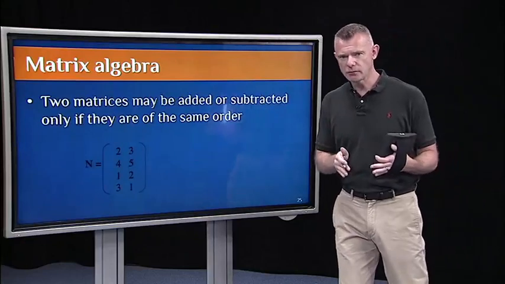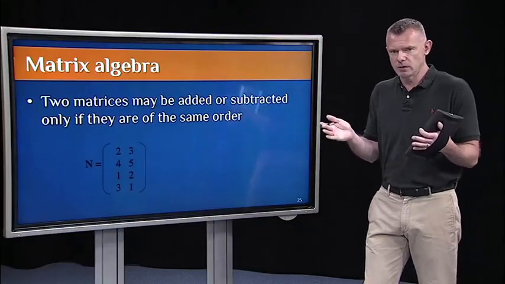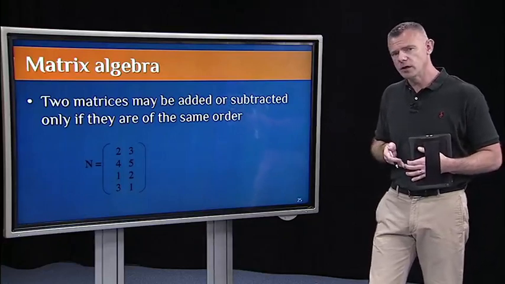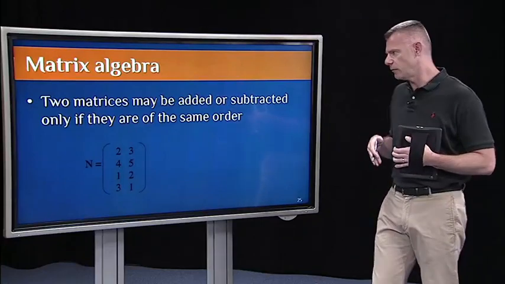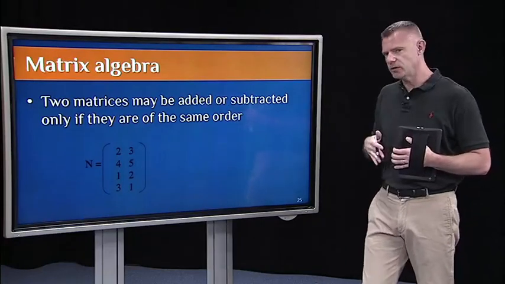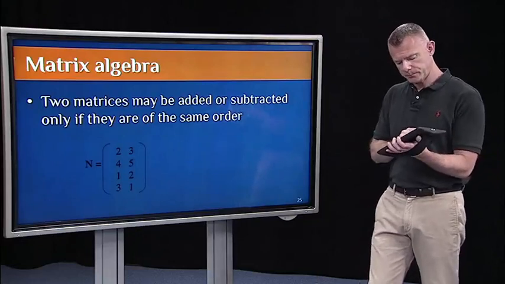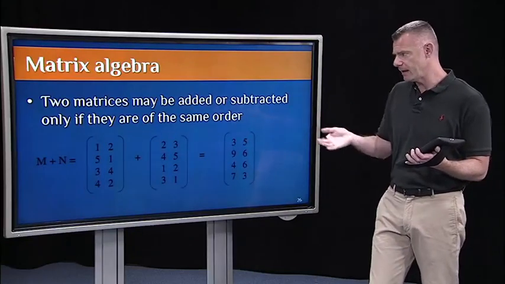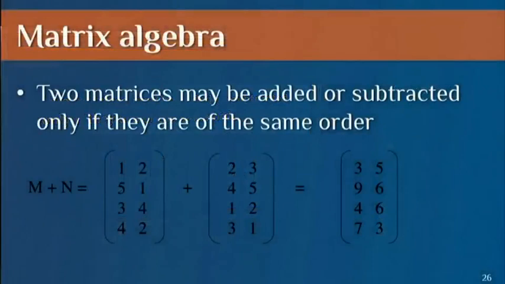Addition and subtraction in matrix algebra is really simple, and it doesn't take knowing much more than just basic addition and subtraction. The only thing to know is that the only way you can add or subtract two matrices is they have to be the same size or the same order. So if I want to add, say, matrix M and N, they both need to be the same size. They both are 4x2 here.